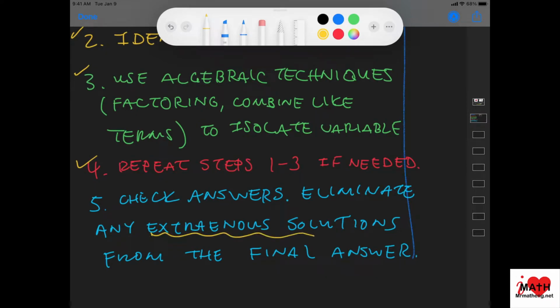What's an extraneous solution? You'll first solve for possible solutions. But basically when you check it, it doesn't make the statement true. It makes the statement false. It's kind of like, I don't know what to call it, like a fake answer, okay?